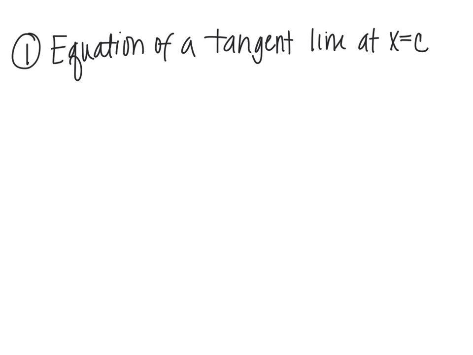So first, we talked about finding the equation of the tangent line at x equals c. Remember that for calculus, we use the point-slope equation of a line. In order to find the equation of a tangent line, you first need the slope, which you'll find by doing the derivative, because the derivative of the function is the slope of the tangent line.